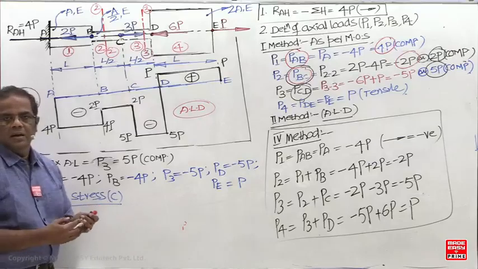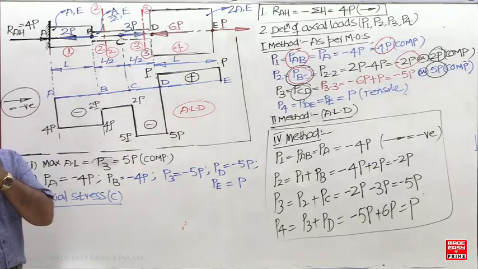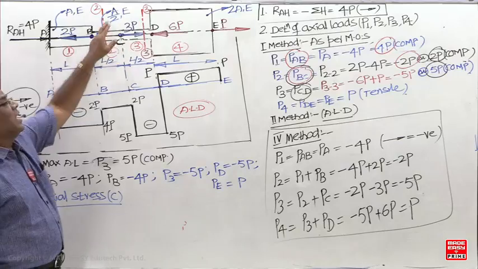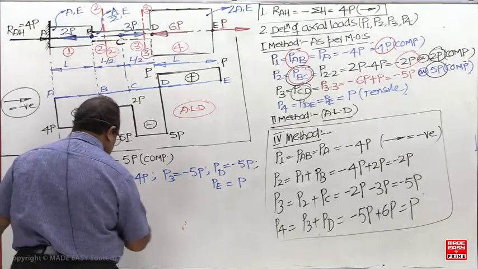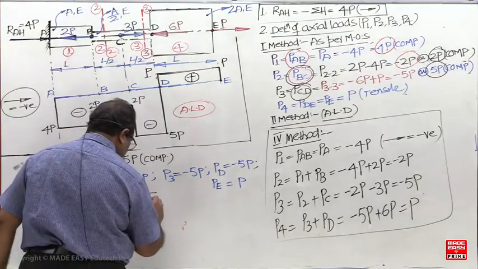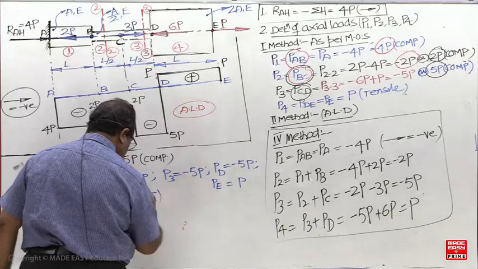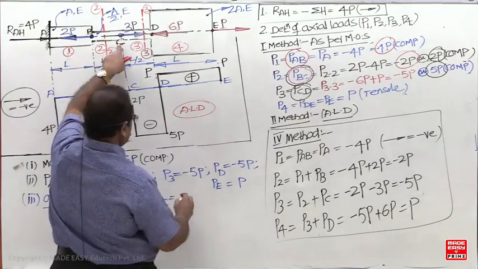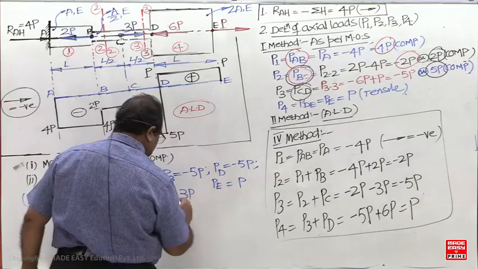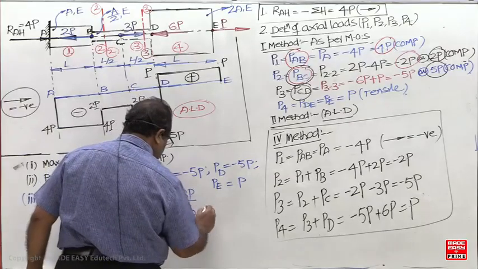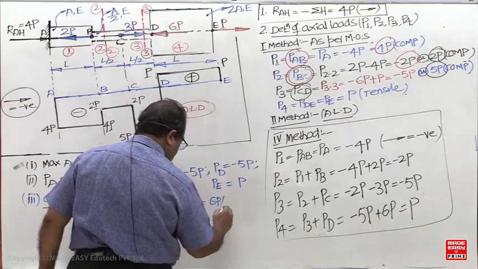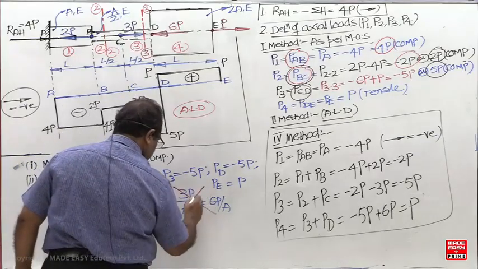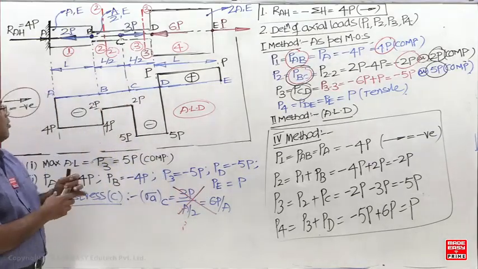Axial stress at C. Most students, what will they take now? 3P by A, they will write. What is this now? 3P by area, what is it now? So, axial stress at C. Then what is the load at C? 3P. Area is how much now? A by 2. But this is incorrect.